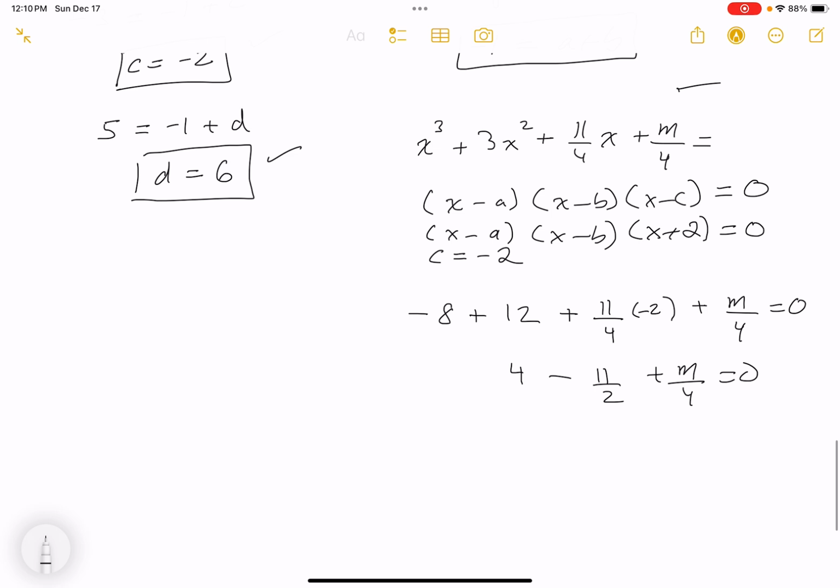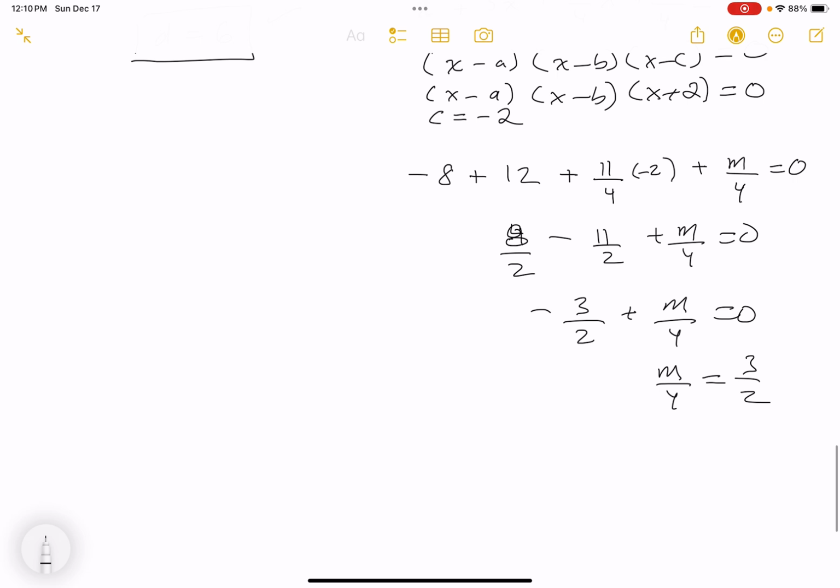I think I'm going to get m pretty quick, by the way. This is 8 halves. That's going to be 3 halves, minus 3 halves, plus m over 4 equals 0. M over 4 equals 3 halves. Multiply both sides by 4, and m would equal 6. So I got another thing. I got m is 6.